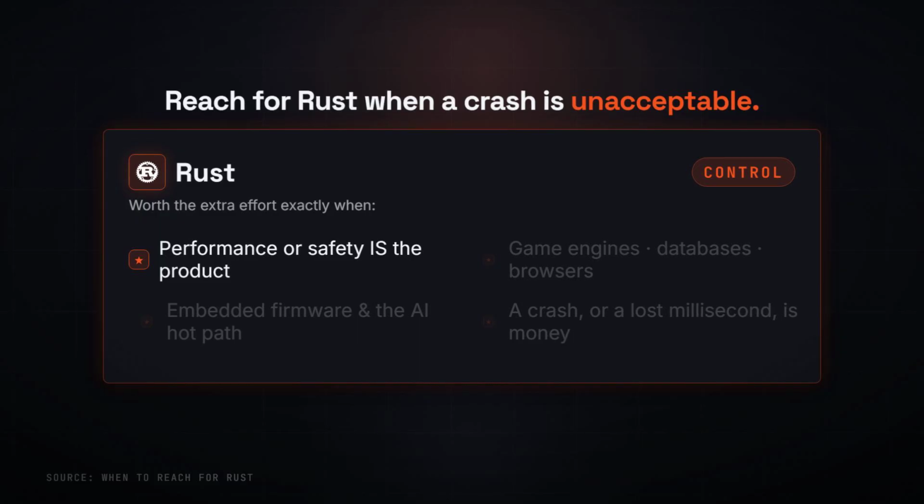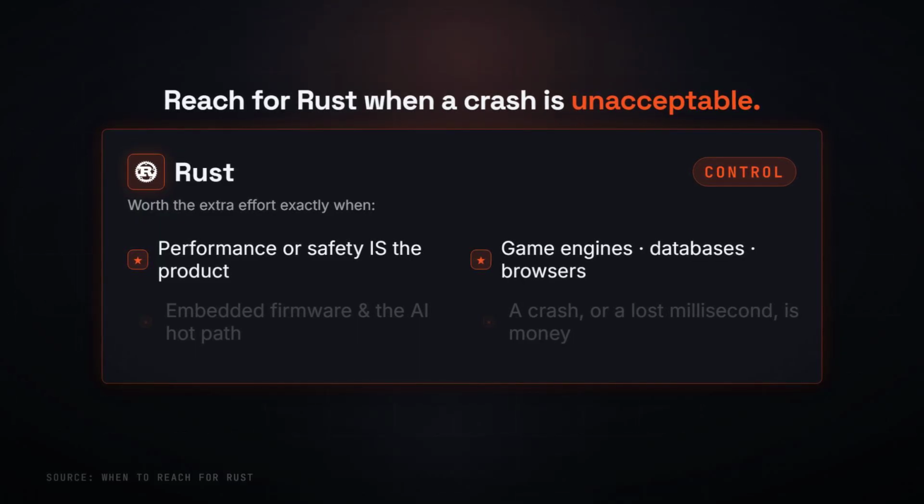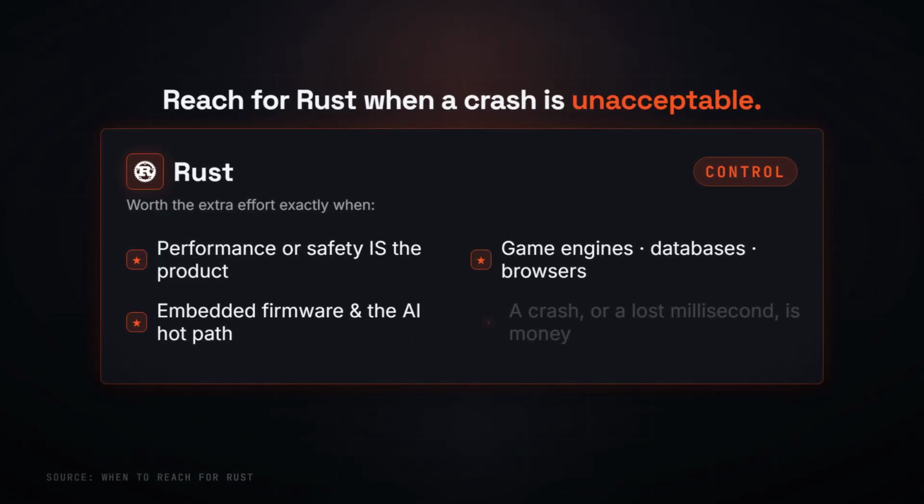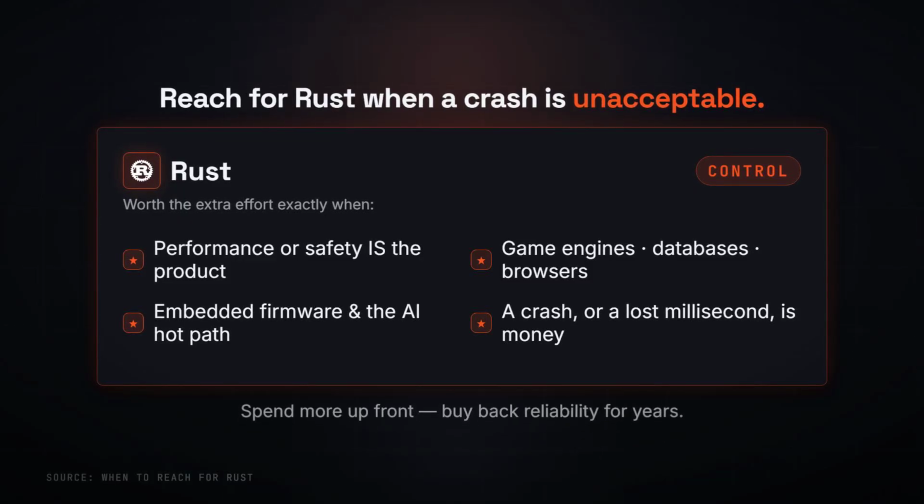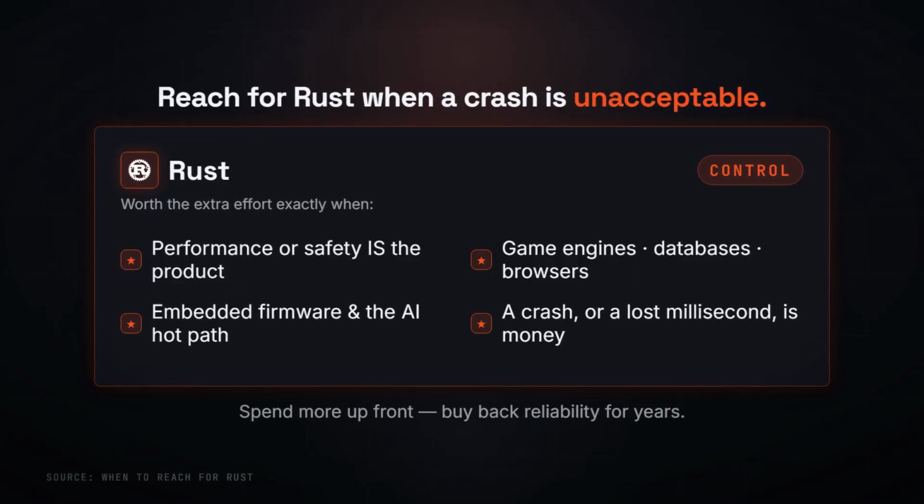a nice to have. Game engines, databases, browsers, embedded firmware, and the AI hot path. When a crash is unacceptable or a single millisecond is money, the borrow checker pays for itself. You spend more effort up front and buy back reliability for years.